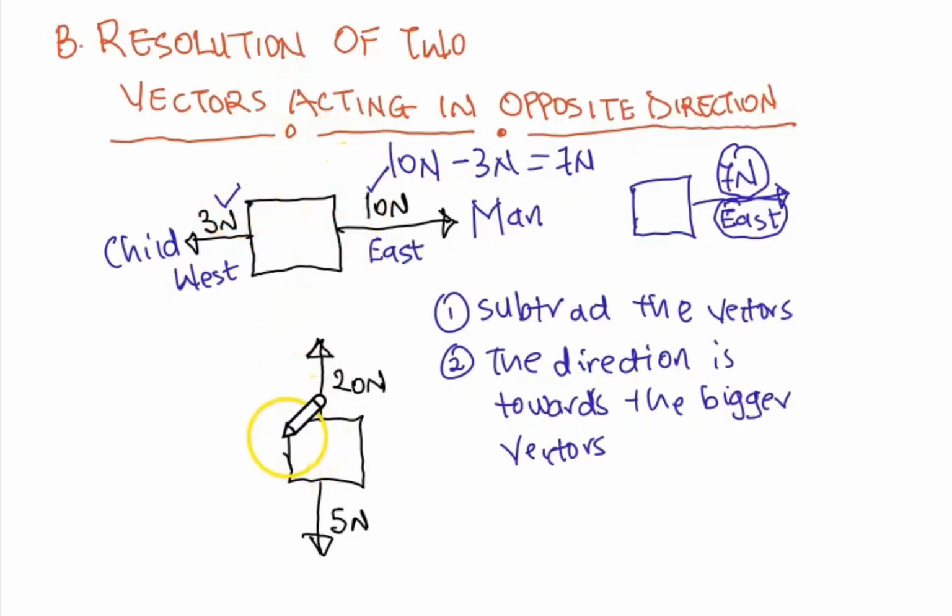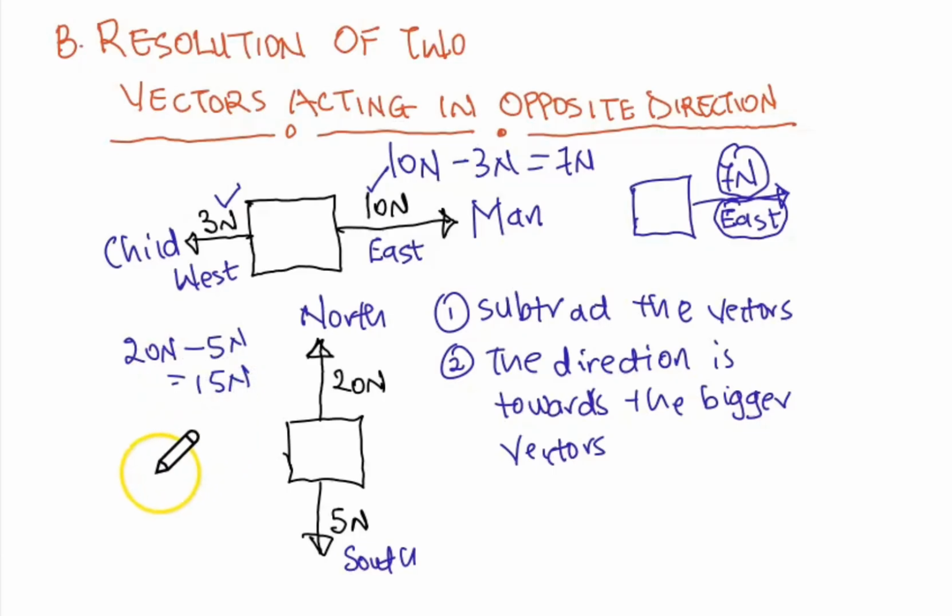So in this case, we have a box, and a force of 20 Newton pulling it upwards towards the north. And at the south, we have a force of 5 Newton pulling it southwards. So in this case, we are simply going to subtract. We are going to have 20 Newton minus 5 Newton, and this will give us 15 Newton. So we expect this box to move 15 Newton towards the north. Clearly the arrow already tells us that the force is going to act towards the north. So remember, when you have two vectors acting in opposite direction, you simply subtract the vector.